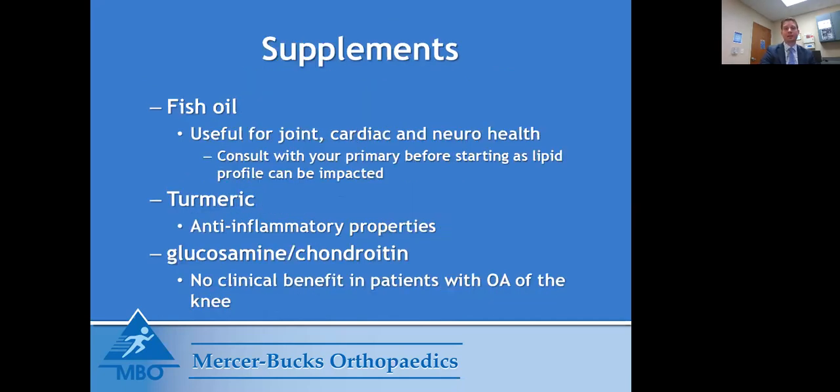There are certain supplements that can be used to help with some of the symptoms of arthritis. Fish oil has some useful joint as well as cardiac and neural health benefits. You should always consult with your primary care physician before starting, as lipid profiles can be impacted by the use of fish oil. Turmeric is a commonly used food supplement that does have some anti-inflammatory properties.